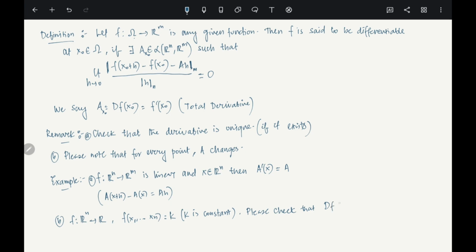So df at any point x is going to be the 0 linear map. So basically, this is not 0 in Rn. Please remember, this 0 belongs to the linear maps from Rn to Rm, so basically the map which takes every element of Rn to 0. That is the map. Yes, please, you have to check this part. So please do that.